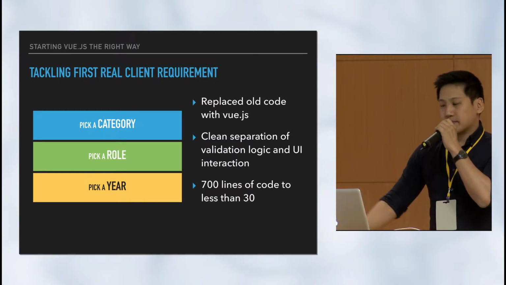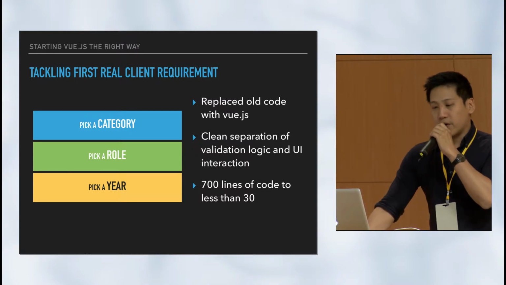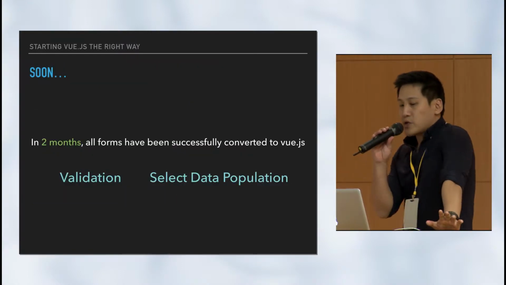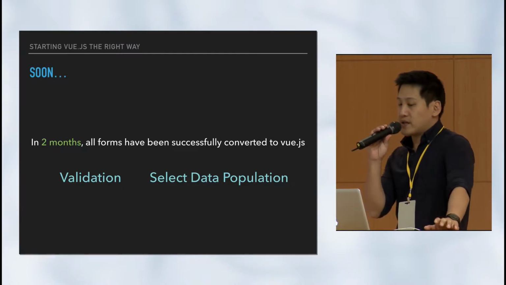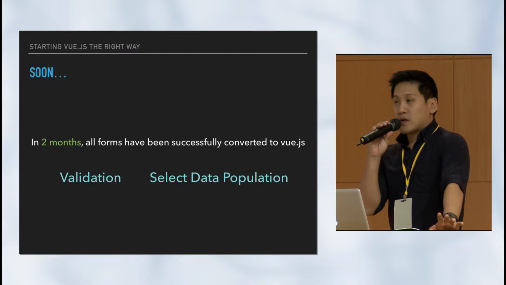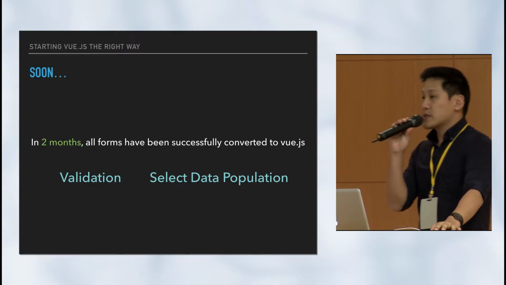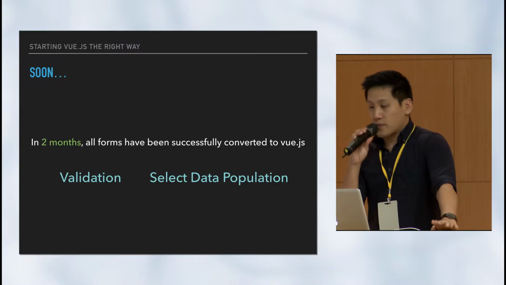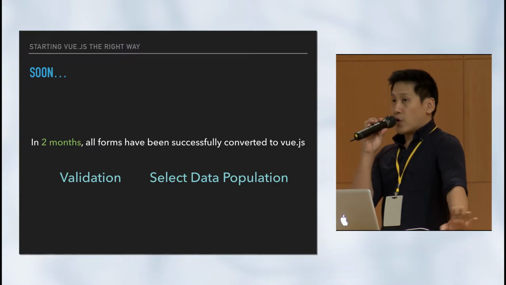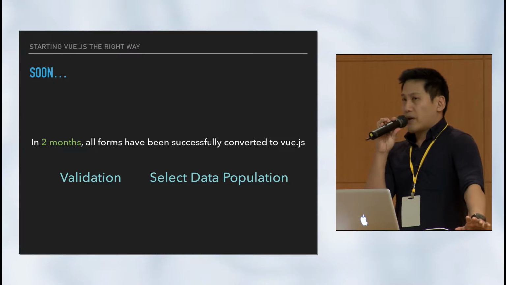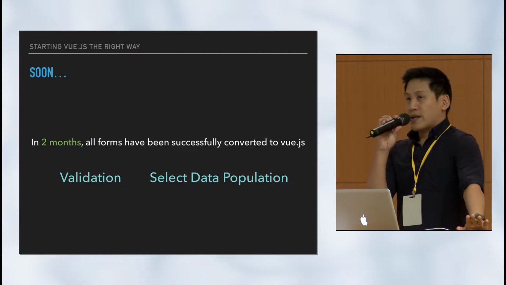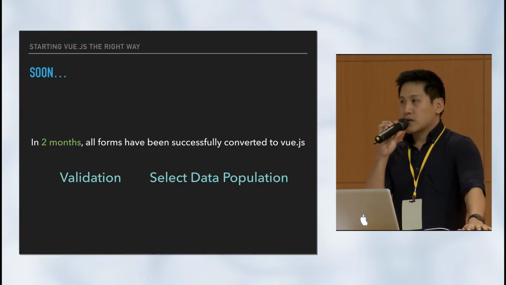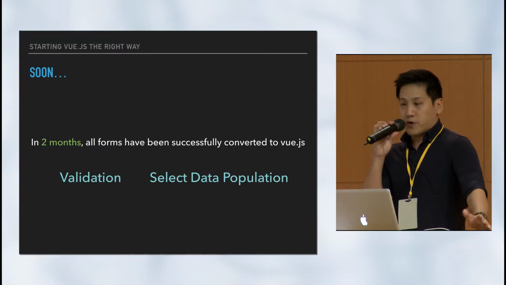So, starting from there, within 2 months, we managed to convert all forms in the system to Vue.js, especially those that contain validation and select boxes. So that was where we started. We focused Vue entirely on forms, nothing else. No fancy UI, no animations or CSS or whatsoever. We started off simply by replacing what existed, which was primarily jQuery-based things, with Vue.